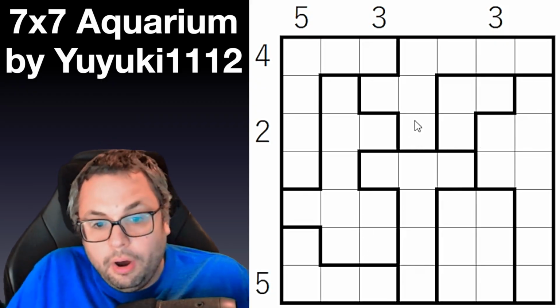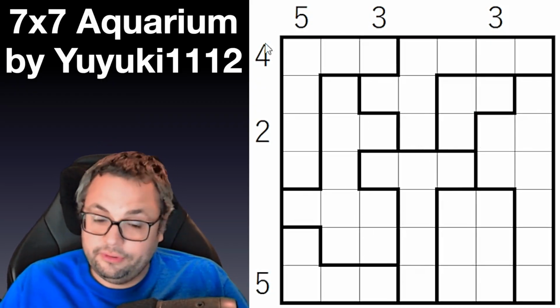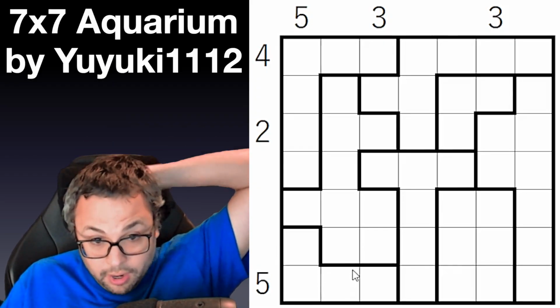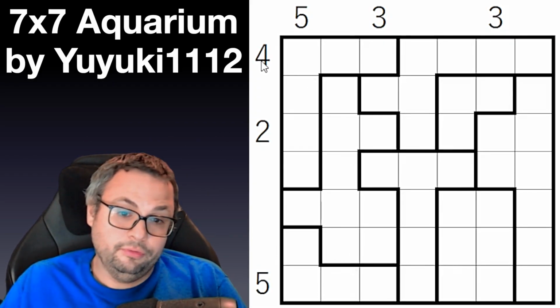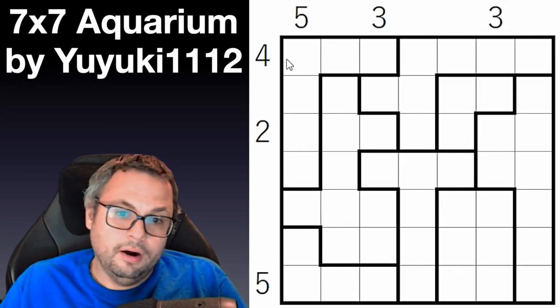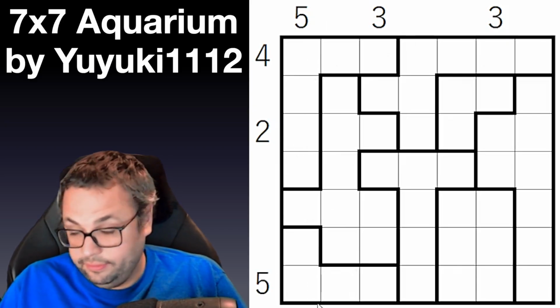We also have these clues outside the grid that tell us how many water cells there are in their row or column. So there's 4 water cells in this row. There are 5 water cells in this column.